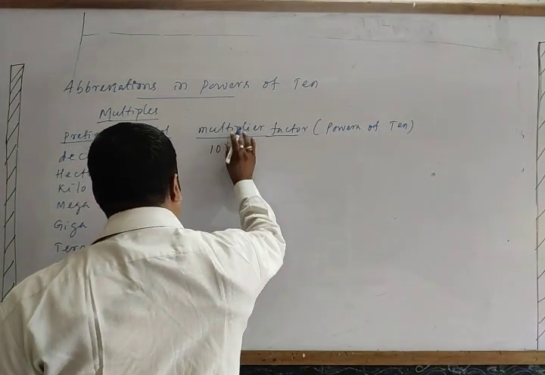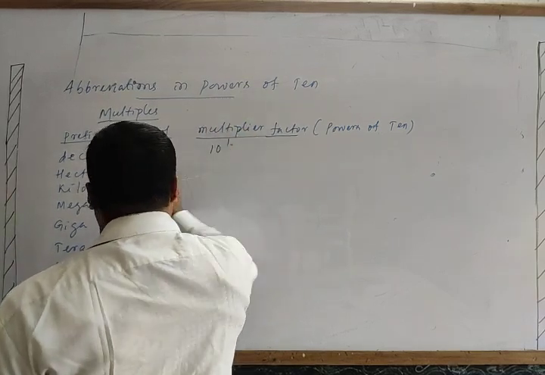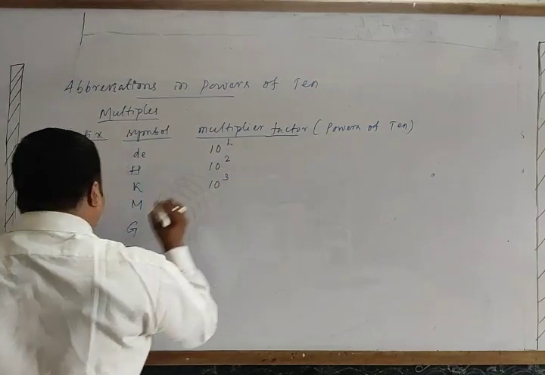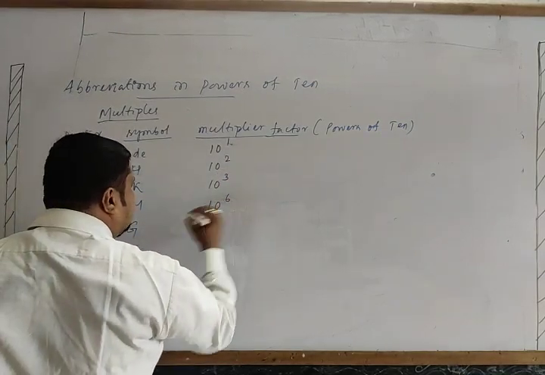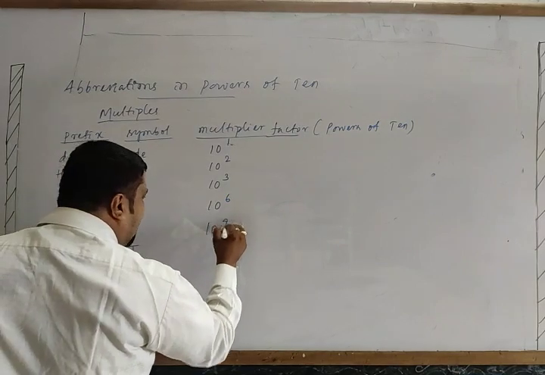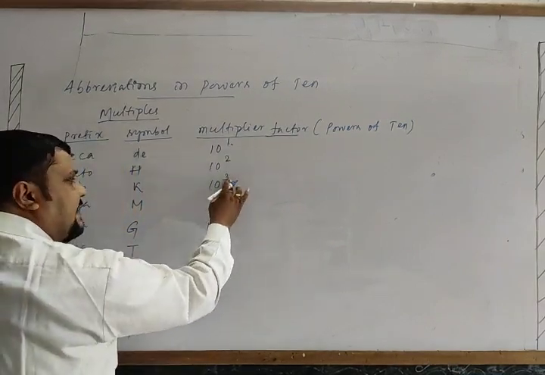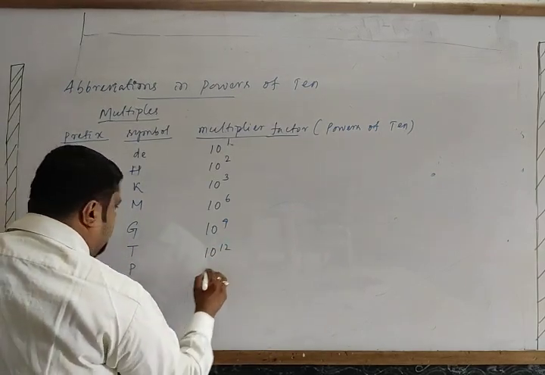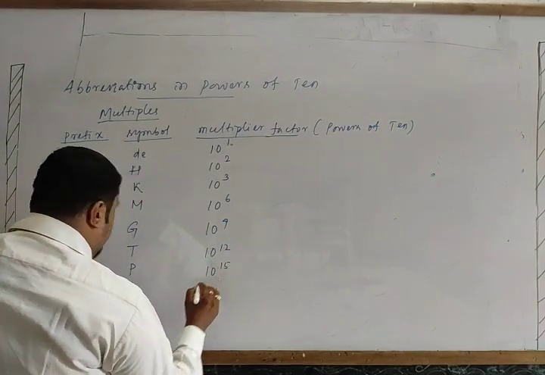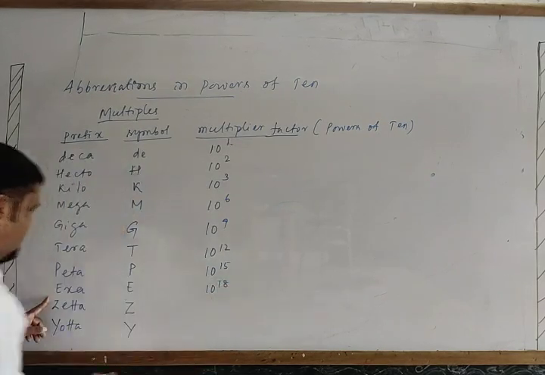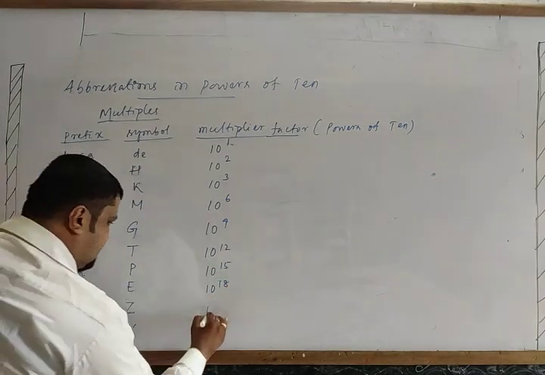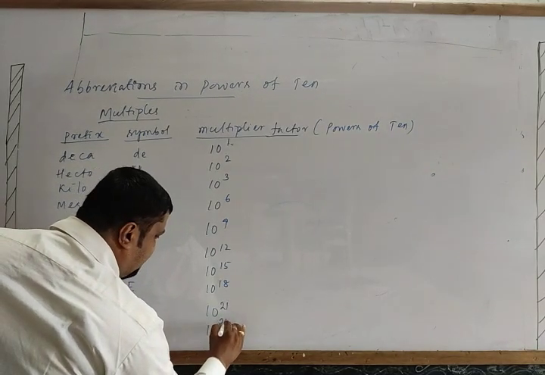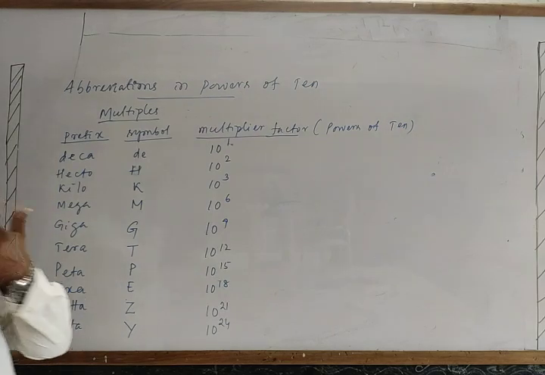10 to the power, it is plus because it multiplies 1. For hecto, 10 to the power 2. For kilo, 10 to the power 3. For mega, 10 to the power 6. For giga, 10 to the power 9. I am increasing 3. 1, 2, 3, then increase 3. Tera, 12. Peta, 15. Exa, 18. Zeta, 21. Iota, 10 to the power 24. So these are the multipliers.